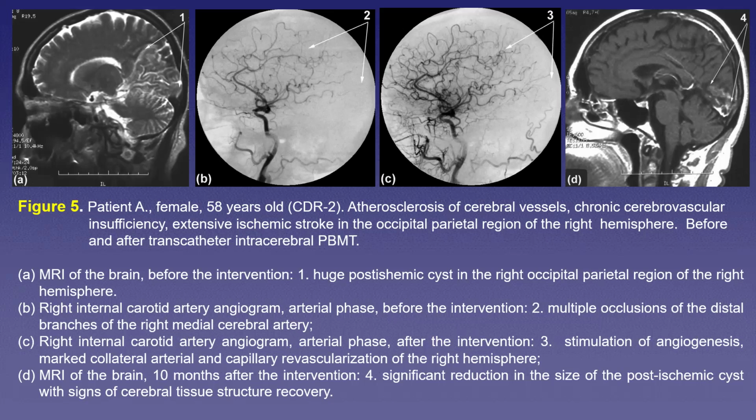In figure C, you see the same right internal carotid artery angiogram, arterial phase, but after the intervention, which shows stimulation of angiogenesis, marked collateral arterial and capillary revascularization of the right hemisphere. And in figure D, you see MRI of the brain 10 months after the intervention, which shows significant reduction in the size of the post-ischemic cyst with signs of cerebral tissue structure recovery. Next slide, please.